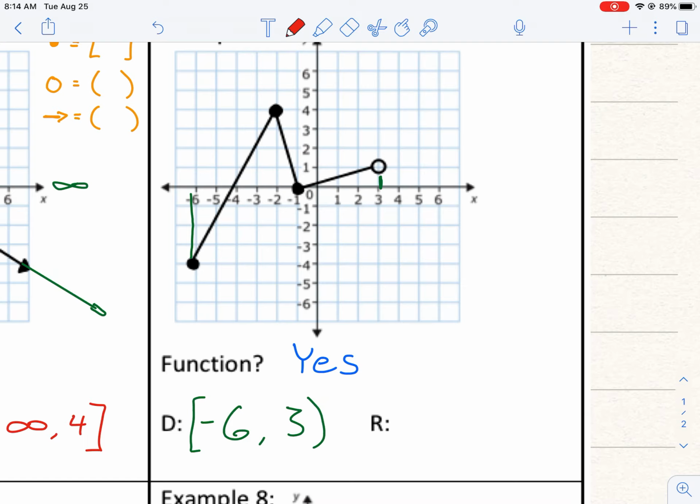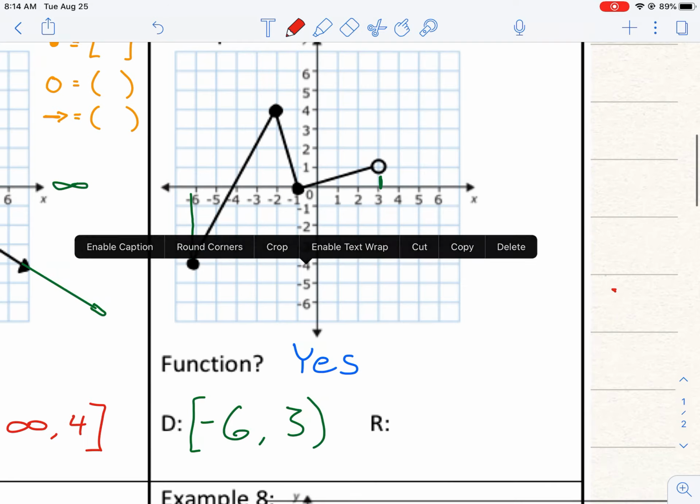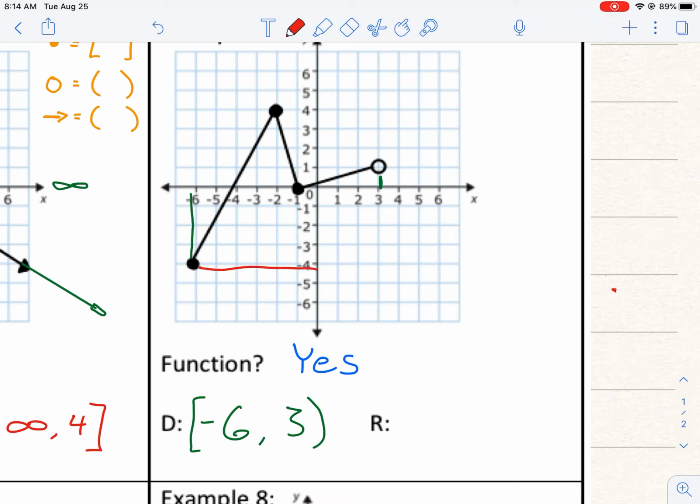For the range, the lowest, which is down here at negative 4. And then my highest, be careful because it's not where the end of the graph is here. My highest point is this top part up here. So my highest part is actually 4. And both of those are closed dots, so it's brackets on both.